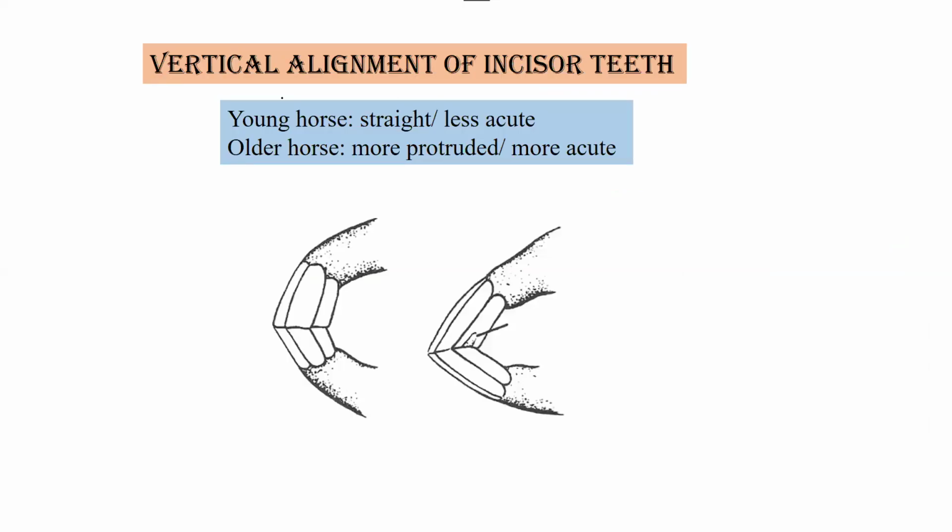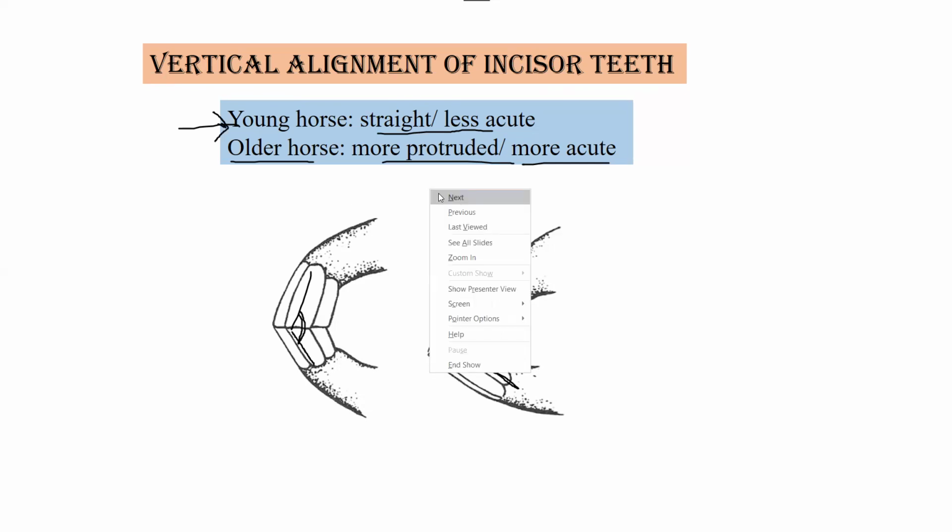Next, we have an additional parameter, vertical alignment of incisors. Normally we don't estimate the horse age by this, but it generally tells the difference between an old and a young horse. In a young horse, the vertical alignment of the incisor teeth will be straight and less acute. The angle between them is less. In older horses, it will be more protruded and more acute. So the angle is like this. You can see that there is a major difference between a young and an old horse.